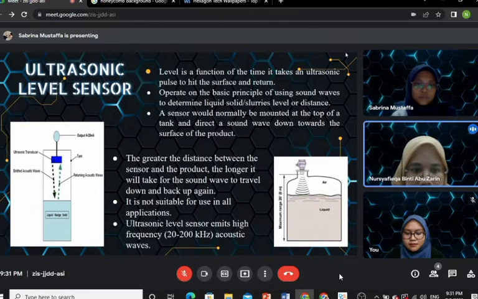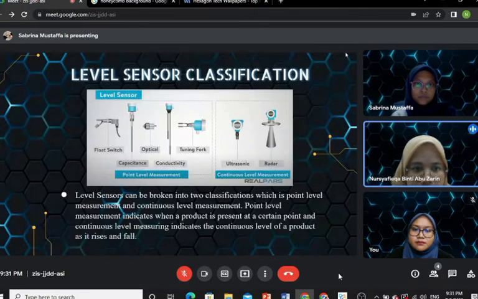It is not suitable for use in all applications, and an ultrasonic level sensor emits high frequency, which is 20 to 200 kHz. Level sensor classifications. Level sensors can be broken into two classifications, which are point level measurement and continuous level measurement. In point level measurement, we can see fluid switch, capacitance, optical, conductivity, and tuning fork. While in continuous level measurement, we have ultrasonic and radar.